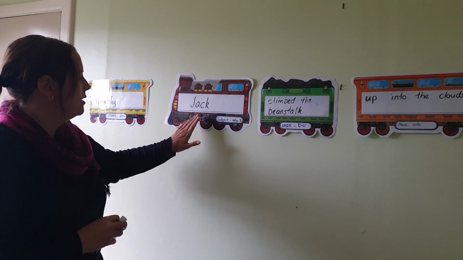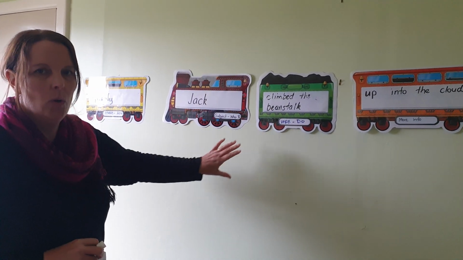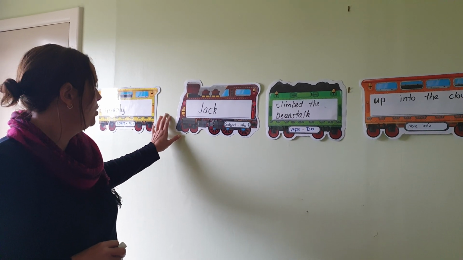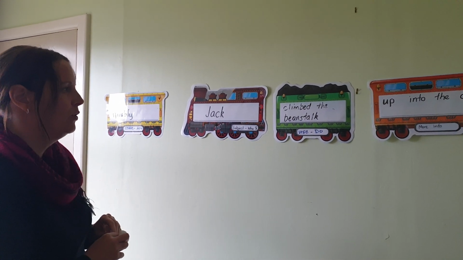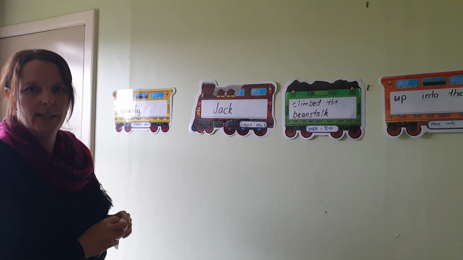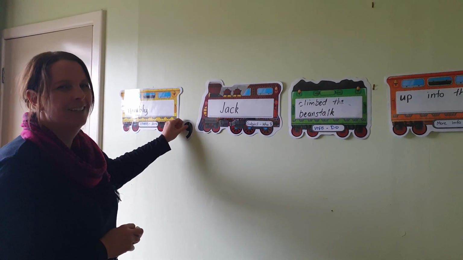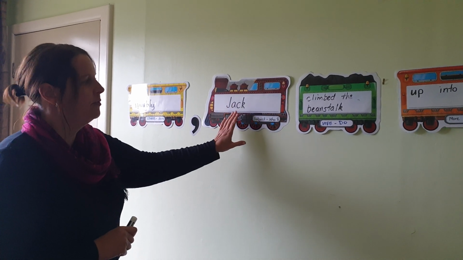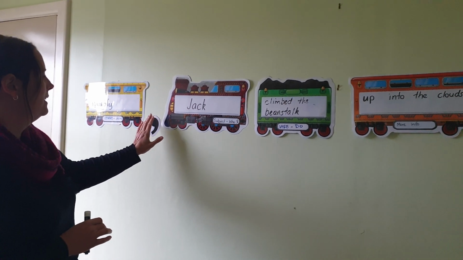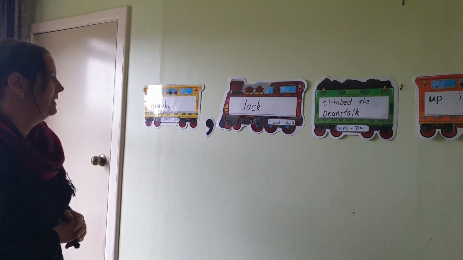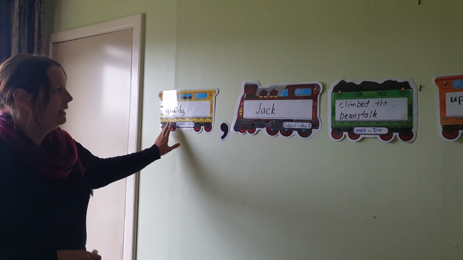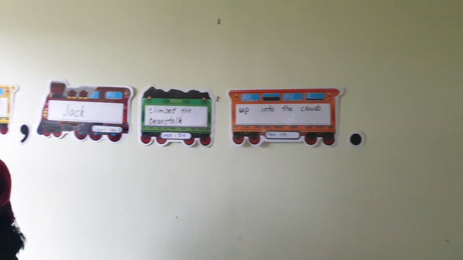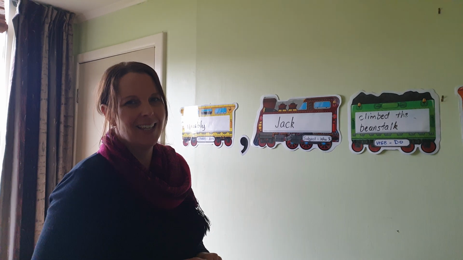Now we know that there's a rule. Trains are always pulled by our carriage. But trains can also push carriages, but they need a little joiner. Now for the joiner, we use, that's right, a comma. Anything that comes before the subject in a sentence needs to have a comma. Let's read that sentence. Nimbly, Jack climbed the beanstalk up into the clouds. Does it make sense? Yes, it does.